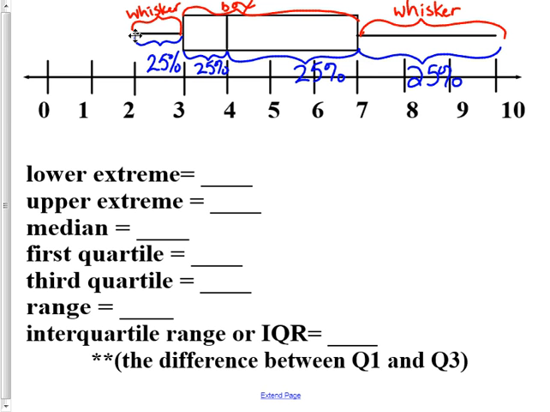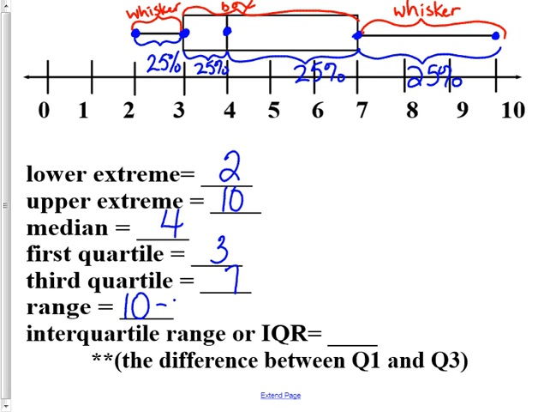Let's take a look at this and identify our 5-number summary. The lower extreme is 2 because it's the lowest number that's plotted. It's right here. The upper extreme is here, 10. The median is represented by the line that splits up the box, so the median is 4. The first quartile is 3, represented by the left side of the box, and the third quartile is represented by the right-hand side of the box. It's at 7.